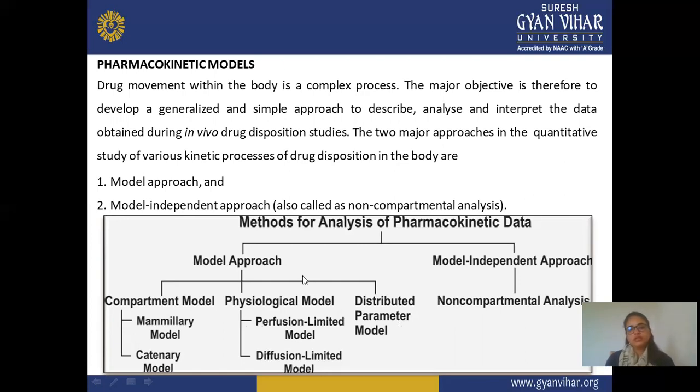These are further divided into different subcategories. The compartmental model is divided into two types, the mammillary model and the catenary model. The physiological model is divided into two parts: the perfusion limited model and the diffusion limited model. Next is the distributed parameter model, the third type. So all three are model approaches for pharmacokinetic data.